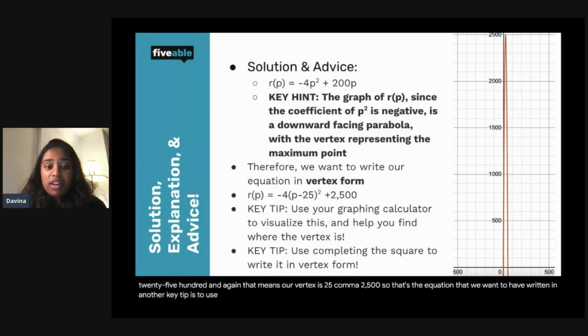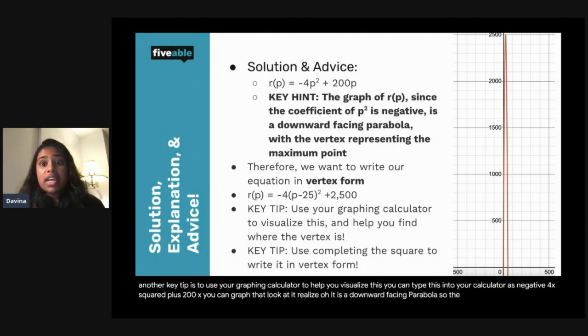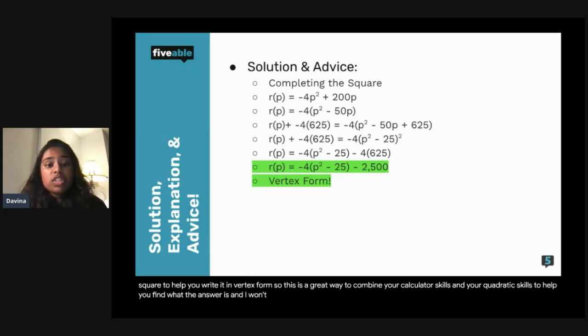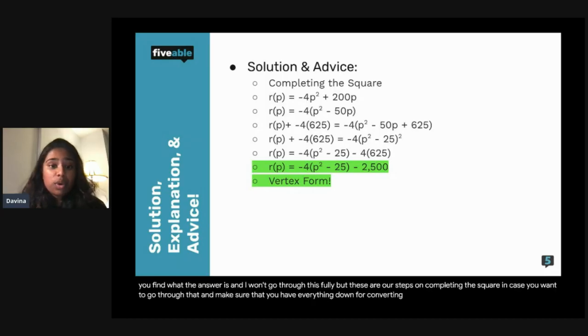Another key tip is to use your graphing calculator to help you visualize this. You can type this into your calculator as -4x² + 200x. You can graph that, look at it, realize, oh, it is a downward facing parabola, so the vertex is my maximum point, and then you can use completing the square to help you write it in vertex form. So this is a great way to combine your calculator skills and your quadratic skills to help you find the answer. I won't go through this fully, but these are our steps on completing the square, in case you want to go through that and make sure you have everything down for converting -4p² + 200p into -4(p - 25)² + 2500.